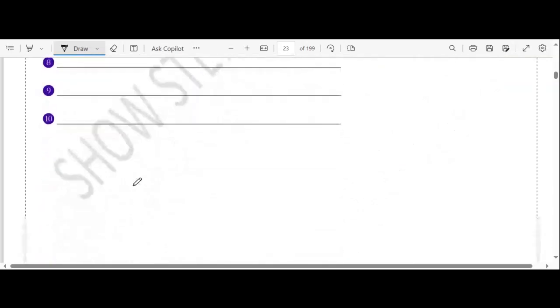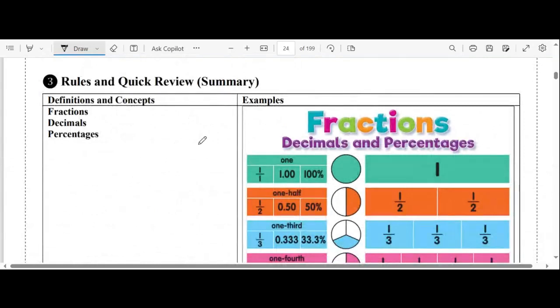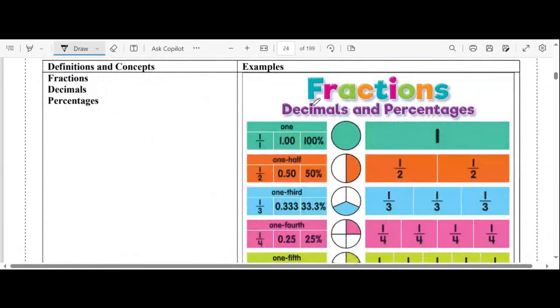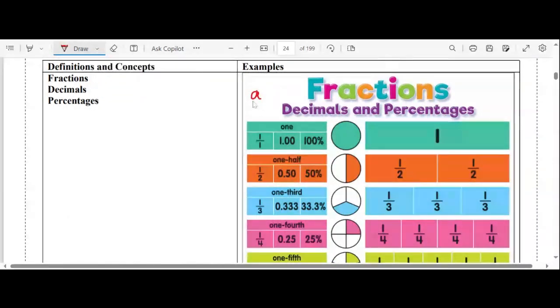Okay, so let's move on to the rules and the quick review, or the summary. When we talk about fractions, it means A over B. That's called fractions. What about decimals? Decimals have points. When you have a number and a point, like 1.0, or 0.5, because it's half, right?